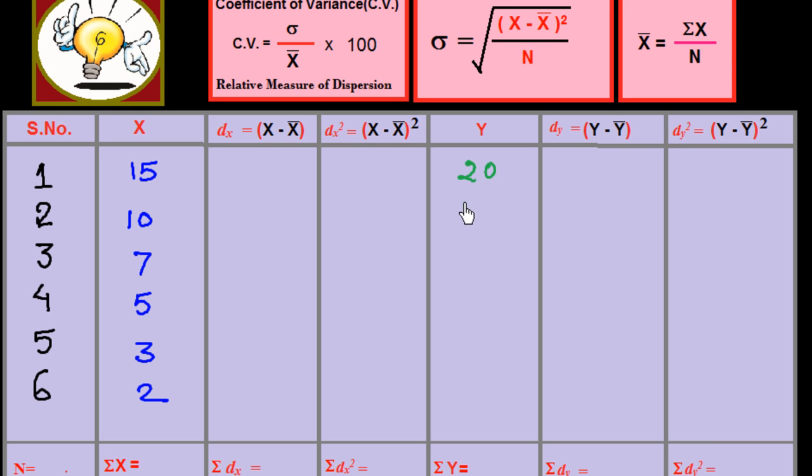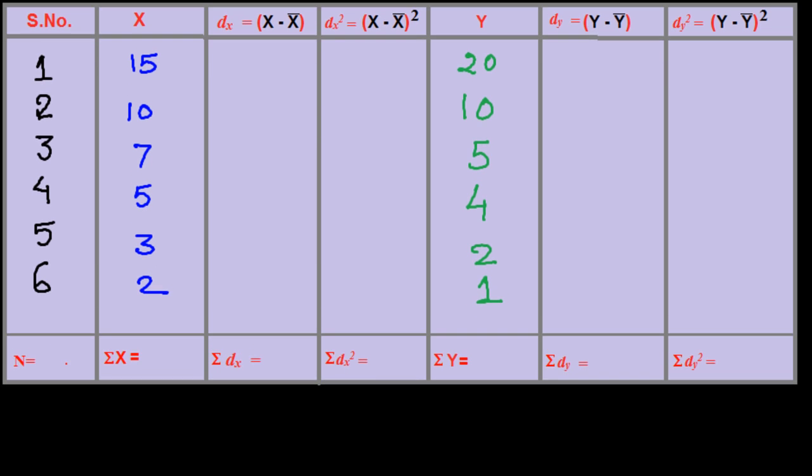20, 10, 5, 4, 2, 1. So these are the matches played by team B, and these are the matches played by team A. Now we have to find out the mean for both the teams, the mean of x and the mean of y. For this, we will get the summation of x, and we also need the summation of y.